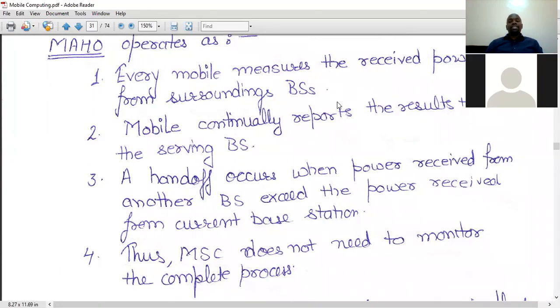Every mobile measures the received power from surrounding base stations. So you always keep monitoring whether you are enjoying yourself or whether you are receiving all that you need for that relationship. You keep measuring whether you're receiving the needed love, the needed attention, the needed affection. You keep measuring all those variables, right? You as a mobile measure the received power, and you also keep measuring what you are receiving from other potential people.